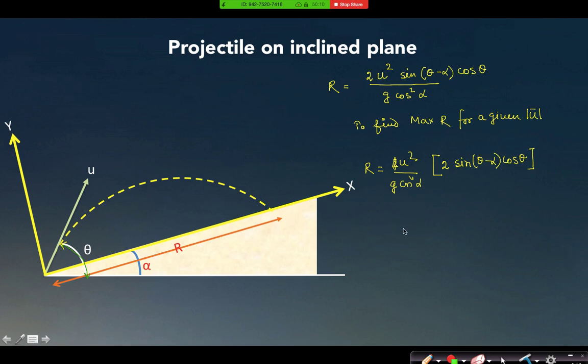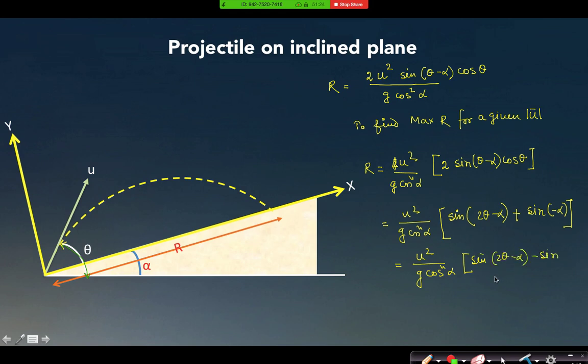Do you know any trigonometric identity? 2 sin A into cos B is sin(A plus B) plus sin(A minus B). Yes, sir. This one we will get. So it is actually u square by g cos square alpha into sin(2 theta minus alpha) minus sin alpha. Now you can see that in this expression, only one place is there that holds theta.